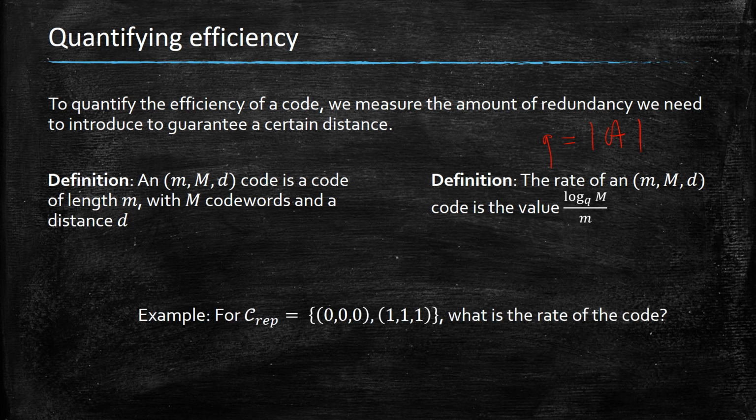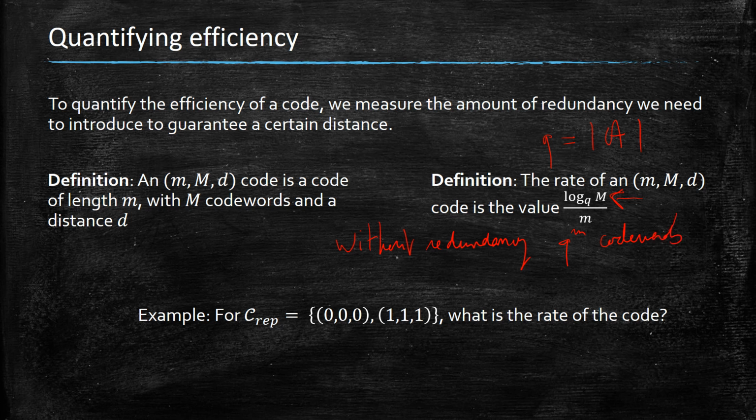Okay, so what does it mean? Well, before we calculate that for the repetition code, what it means is that we have this value. The number of words that we can make out of an alphabet of size q is q to the m. So without redundancy, you would have exactly q to the m code words.